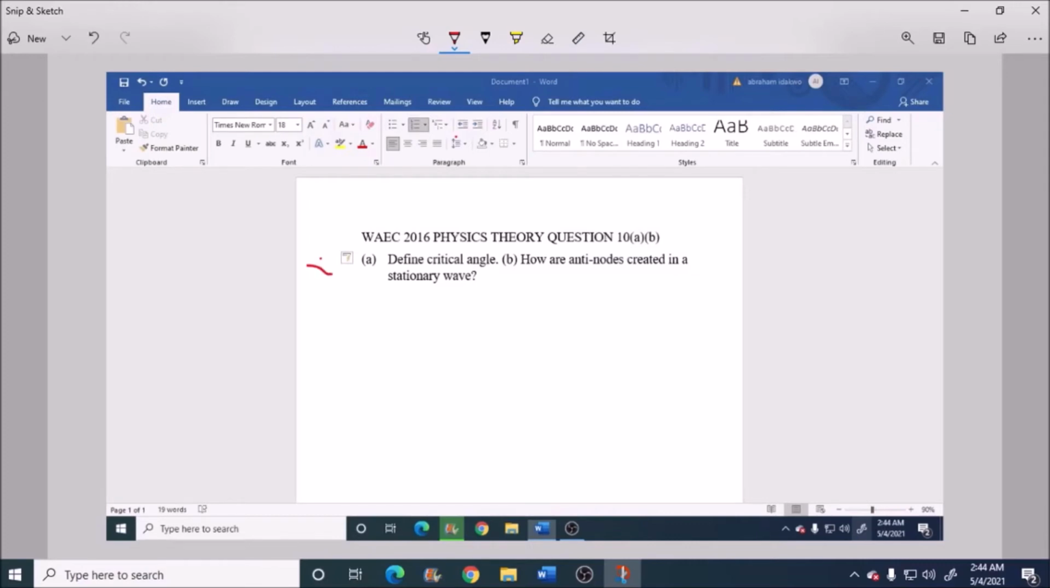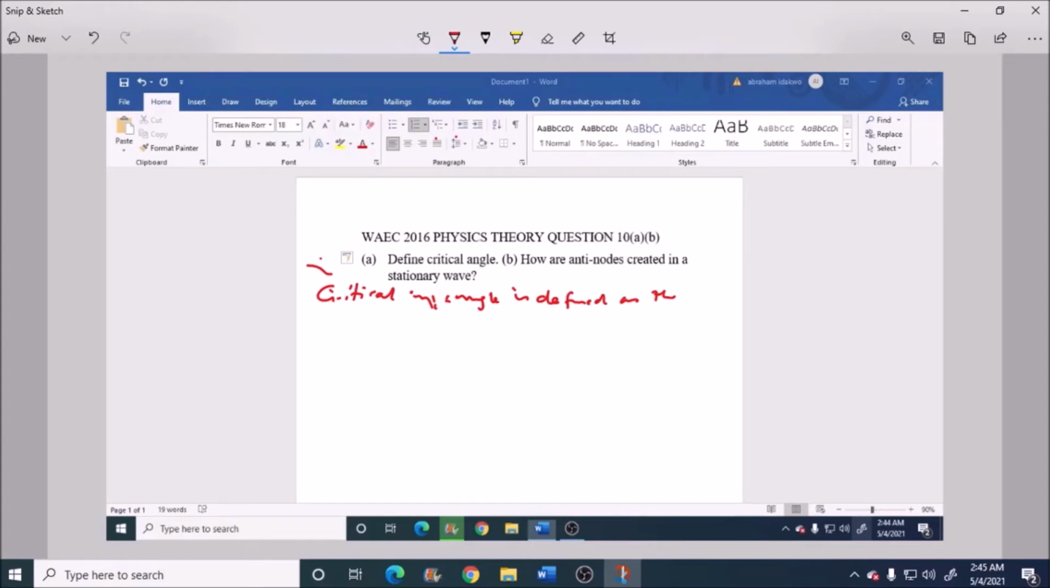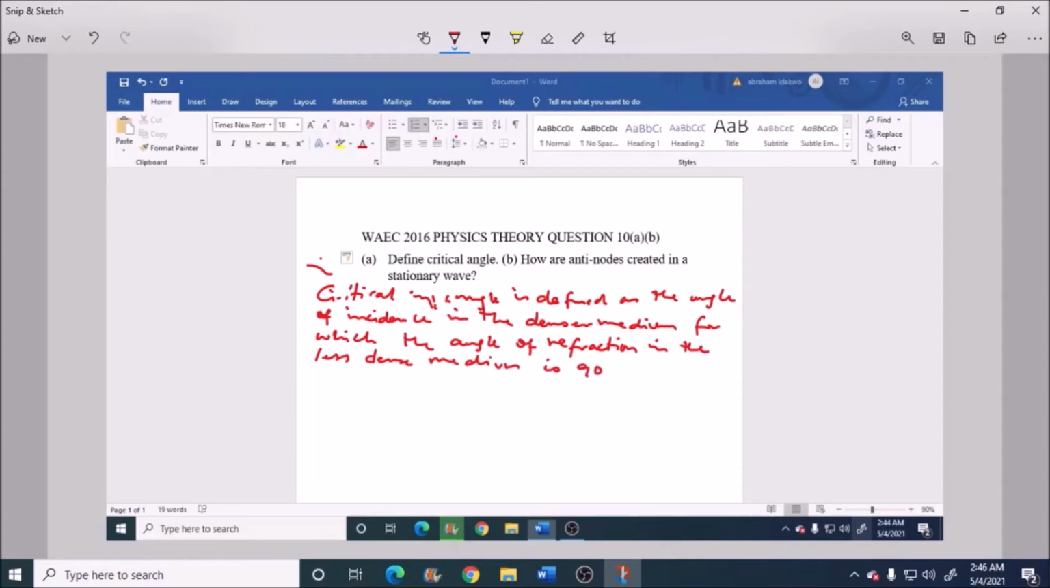Critical angle is defined as the angle of incidence in the denser medium for which the angle of refraction in the less dense medium is 90 degrees. And this is just the diagram.